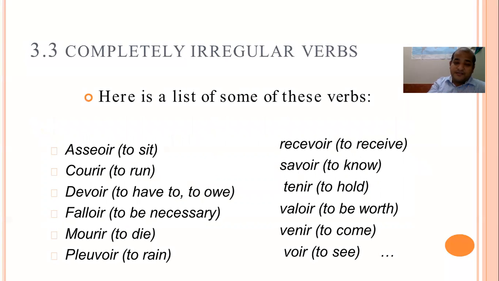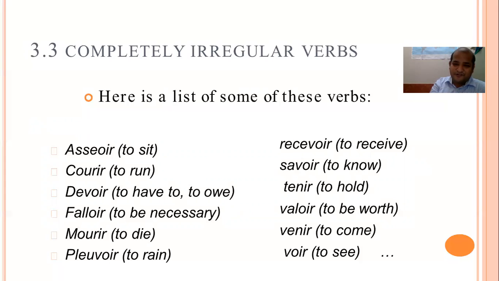So the verbs like asseoir, courir, which is to run, asseoir, which is to sit, devoir, to have to or to owe, falloir, to be necessary, mourir, to die, pleuvoir, to rain, recevoir, to receive, savoir, to know, tenir, which is to hold, valoir, to be worth, venir, which is to come, and voir means to see. So these verbs will have a different conjugation. So I'll make a different video.